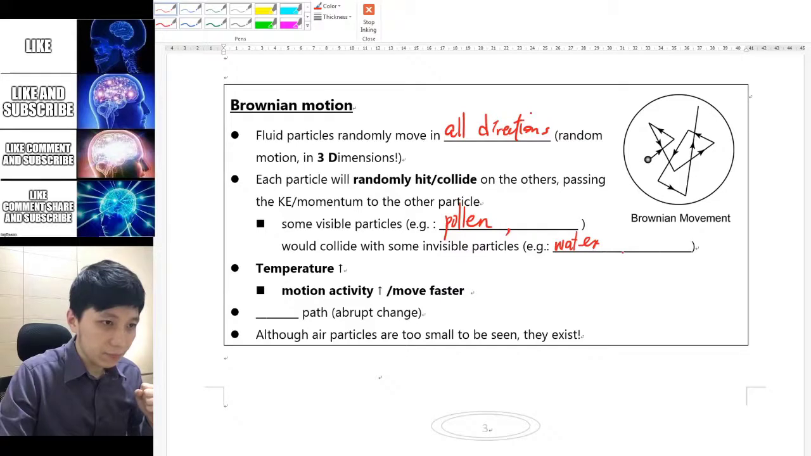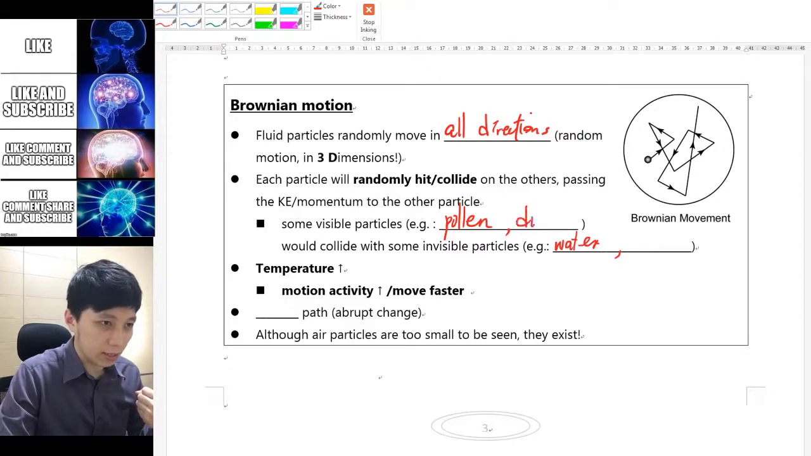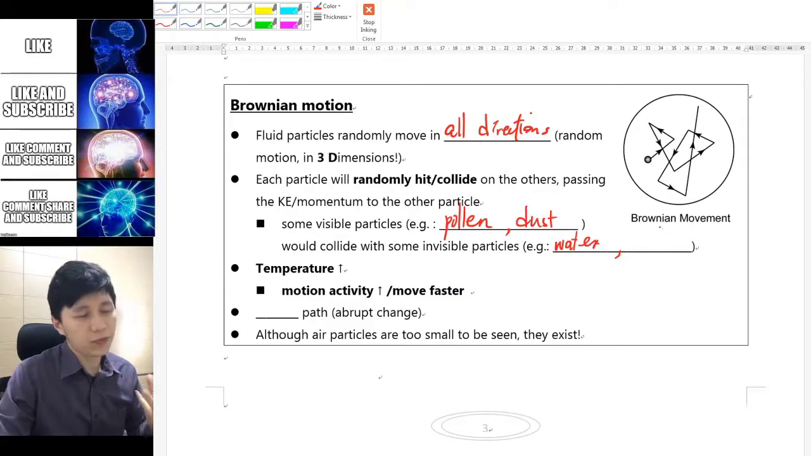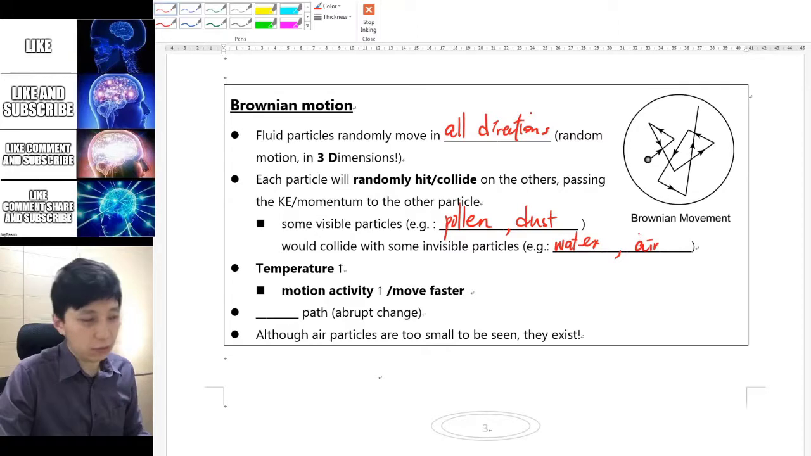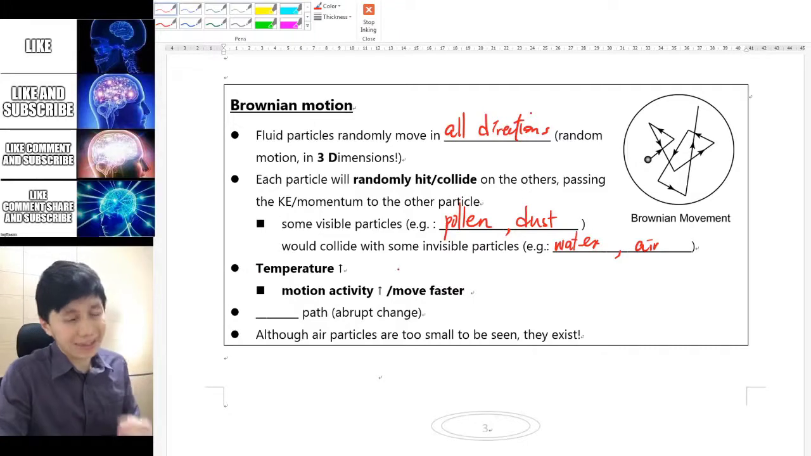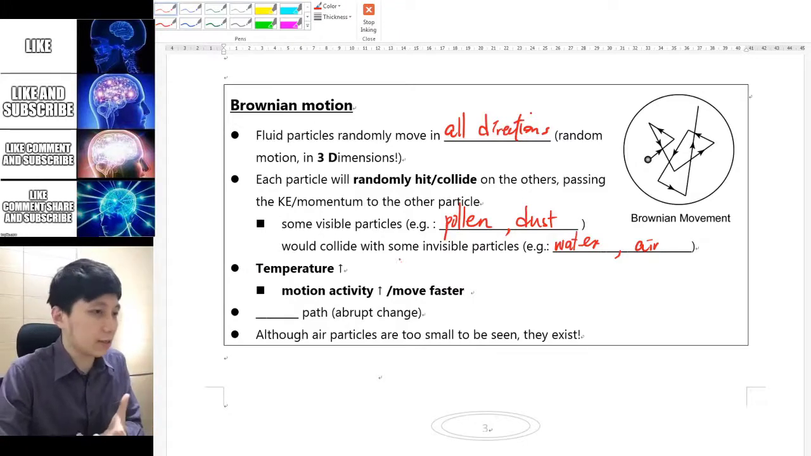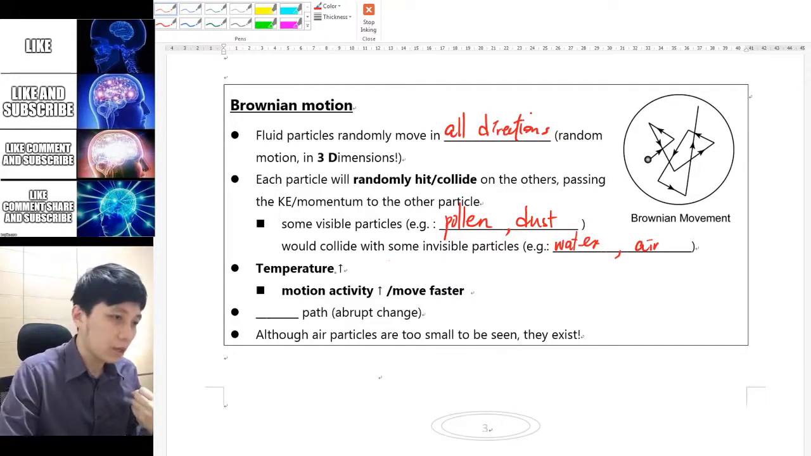The other one that we could definitely talk about is the dust particle and the air, and of course air particles would not be visible directly. Since we are also using kinetic theory, that means particle theory, to explain, you should also recall that when temperature increases, it will increase the kinetic energy. Particles will move faster, vibrate faster, and therefore the movement will be even more vigorous.